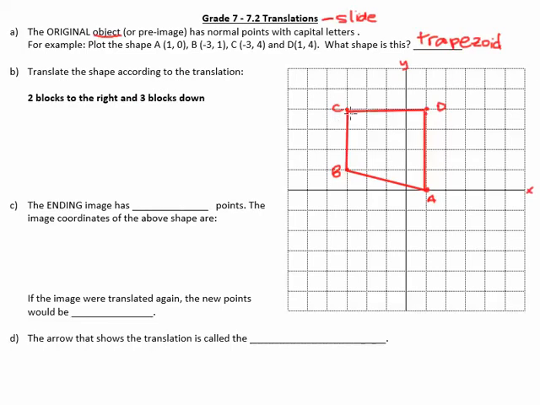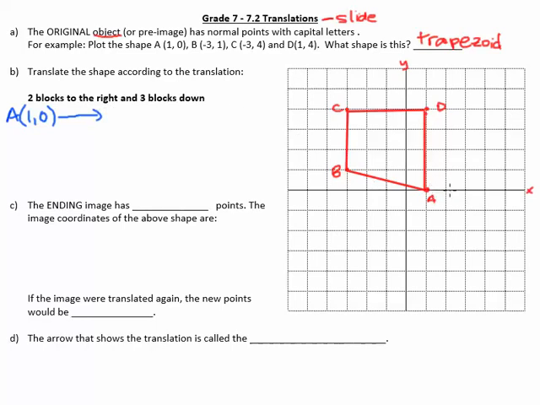So what I'm going to do is I'm just going to change colors then. And what I'm going to do is I'll look at each point individually. So let's start with A, and I'm going to move it 2 blocks to the right and 3 blocks down. So that means A started at 1, 0. And now it's going to move. And so an arrow means move or translate or move it in a certain way.